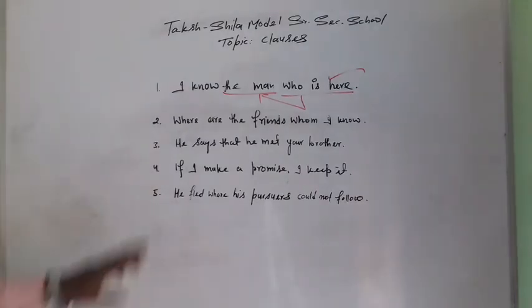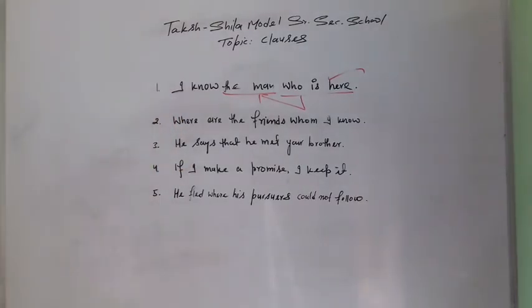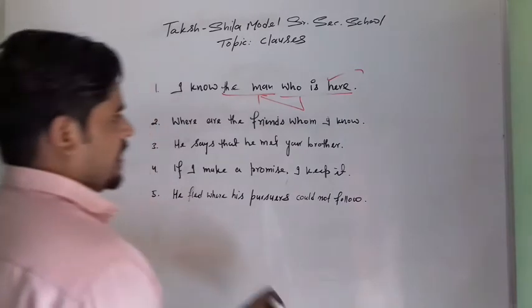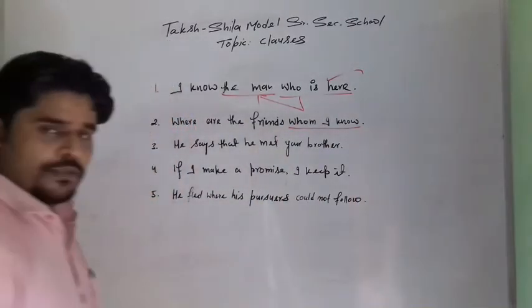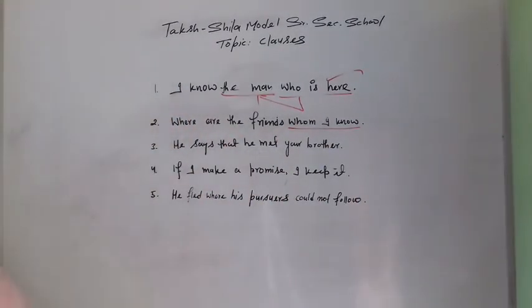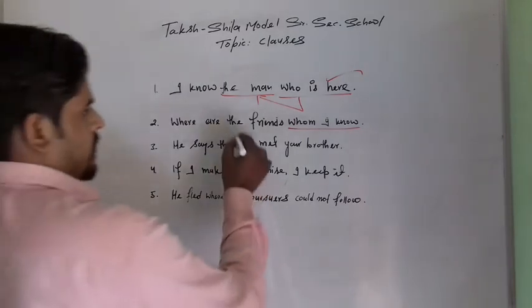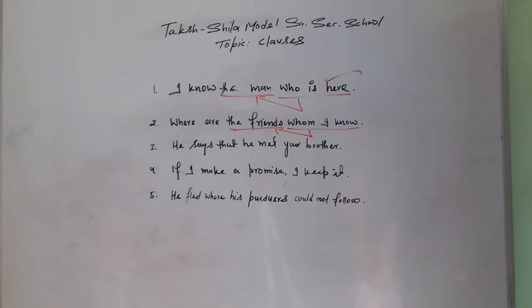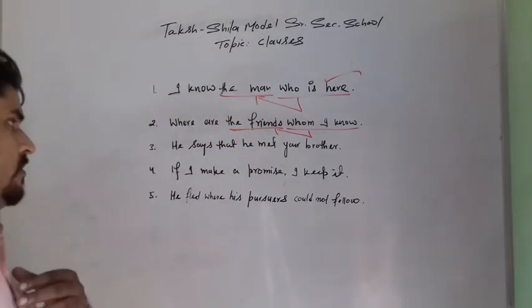And let us now move on to the second sentence. This is: where are the friends whom I know? Let us first of all underline the clause. Whom I know is the clause, right? So where are the friends whom I know? Again, this clause actually defines the meaning of this word, the friends. So this is also an adjective clause, right? The friends whom I know is an adjective clause.